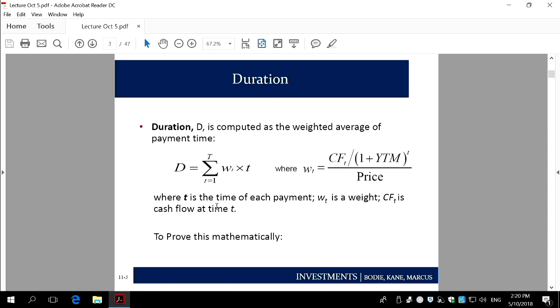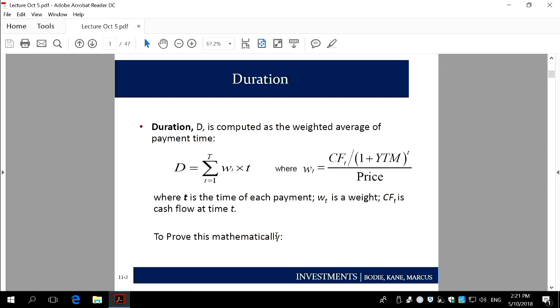How to calculate duration? Duration can be calculated as a weighted average of payment time. So you can say this duration is equal to a weighted average. This W is a weight, and T is a payment time. T equals 1, 2, 3, all the way to maturity, right? So T is the time of each payment, and W is the weight. Then mathematically, the weight has an expression like this: cash flow of each payment over 1 plus yield to maturity to the power T, and over the bond price.